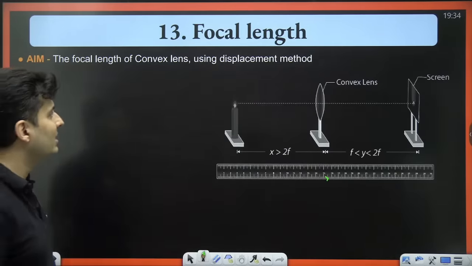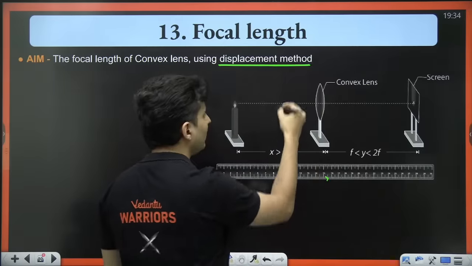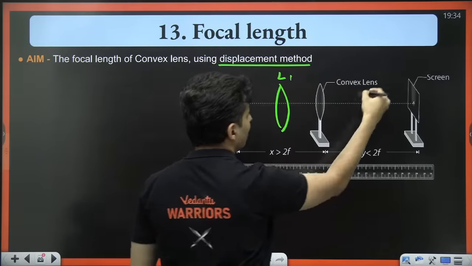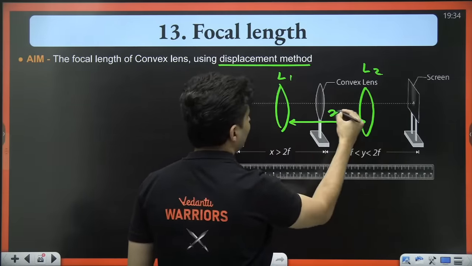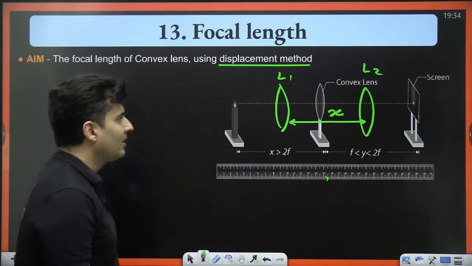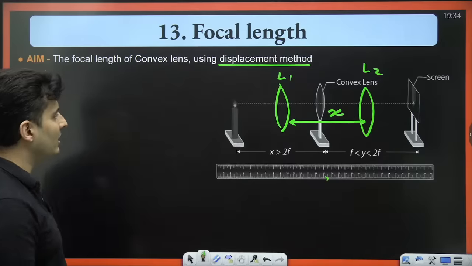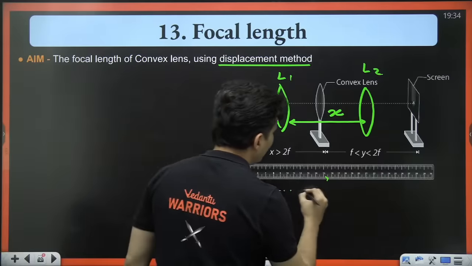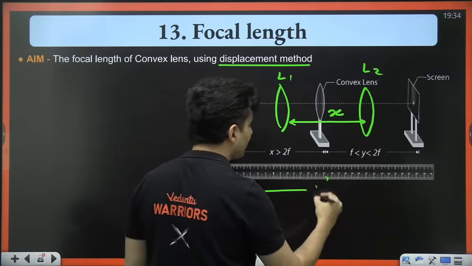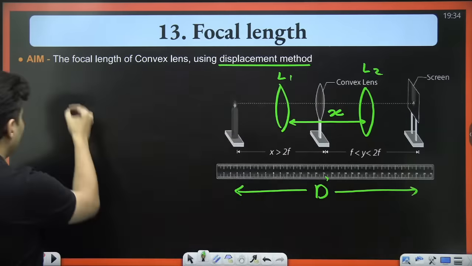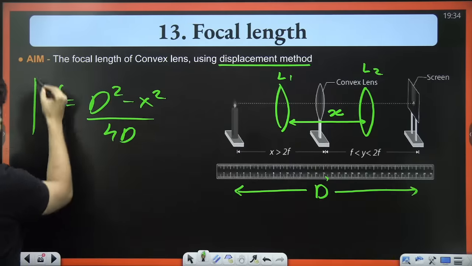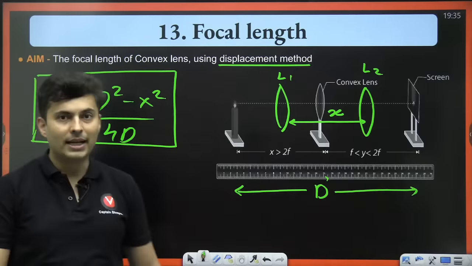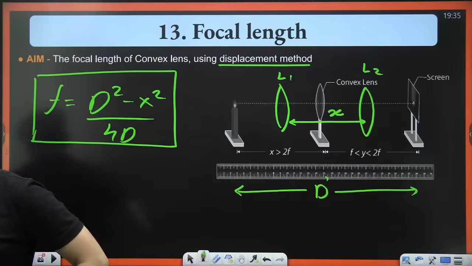It is called the displacement method because the lens position is once here, once here, so you are displacing the lens from here to here, which is let's say X. That is why you are calling it the displacement method. If you know the total distance between the source and the screen, let's say it is capital D, then the focal length is given by (D square minus X square) by 4D. That is the answer. Is that okay? All right.